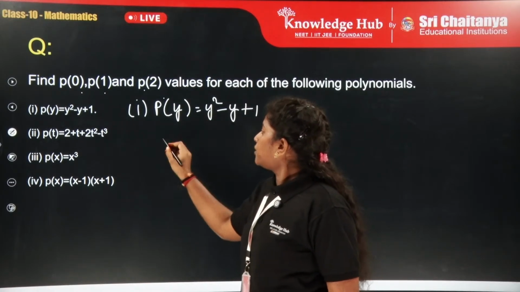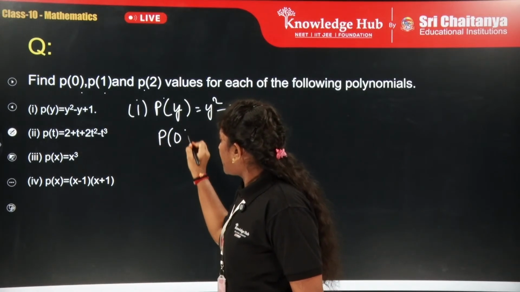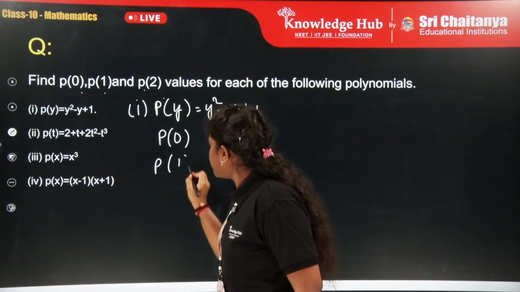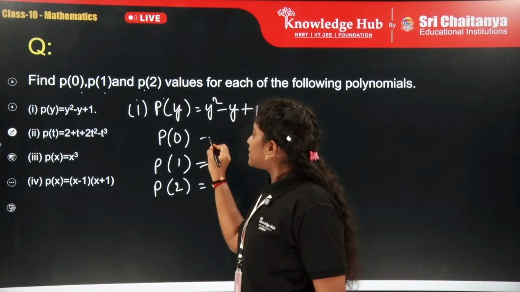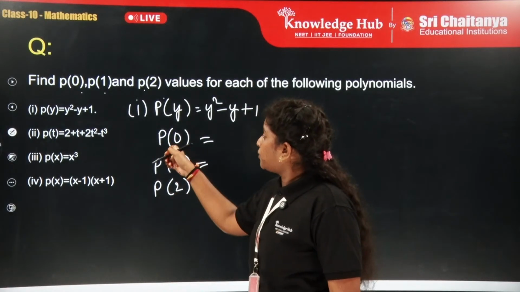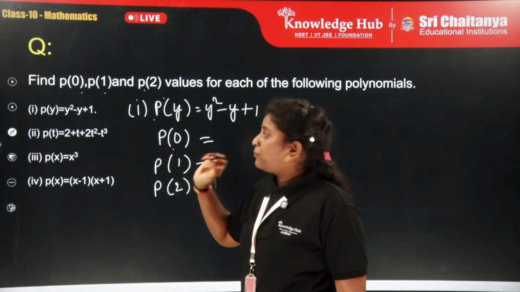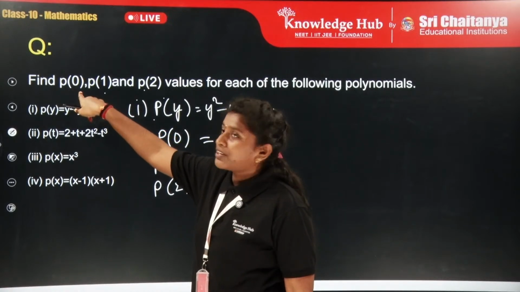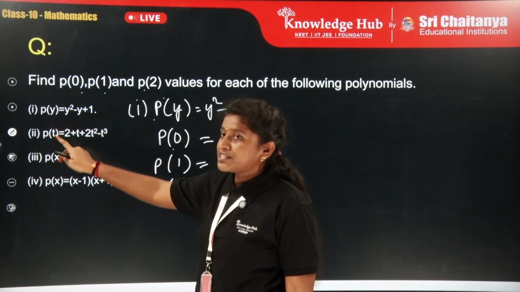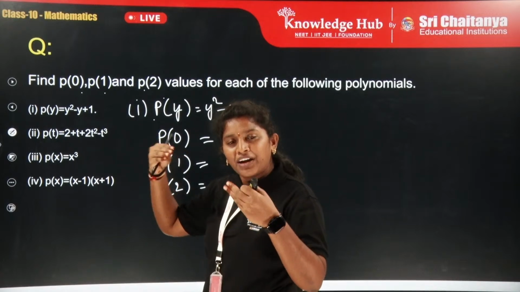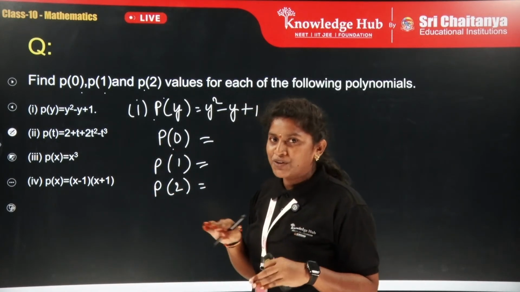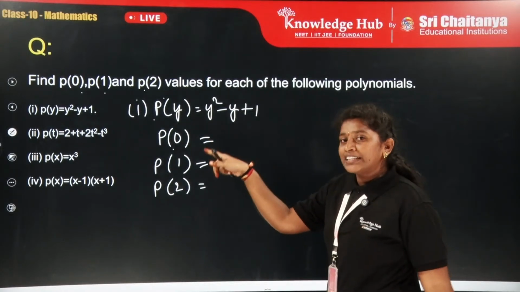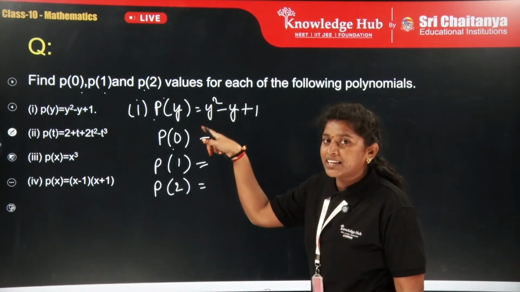Now for this polynomial also I have to find my p of 0 value, p of 1 value and p of 2 value. Okay. So we mostly observe the students finding only the p of 0 value for the p of y, because they see that first of all we have to find the p of 0, and here the first question is p of y. So they think that if we find the p of 0 for p of y, that's enough. That's wrong. Okay. So you have to find the 3 values for your first polynomial, that is nothing but your p of y.